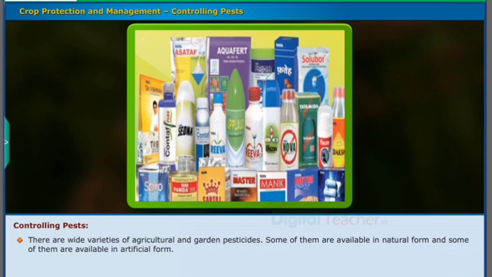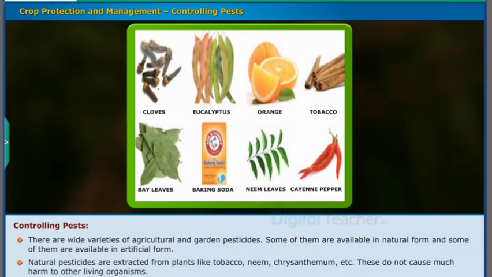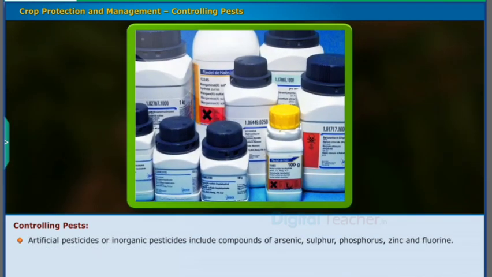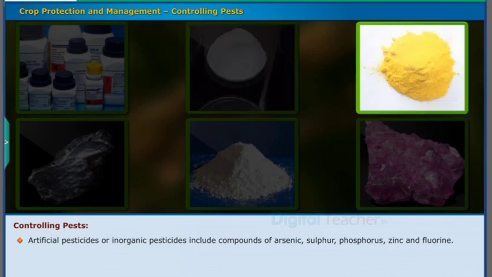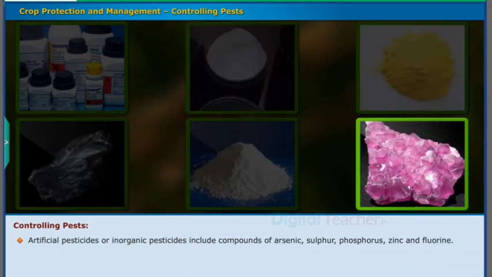There are wide varieties of agricultural and garden pesticides. Some of them are available in natural form and some of them are available in artificial form. Natural pesticides are extracted from plants like tobacco, neem, chrysanthemum, etc. These do not cause much harm to other living organisms. Artificial pesticides or inorganic pesticides include compounds of arsenic, sulfur, phosphorus, zinc, and fluorine.